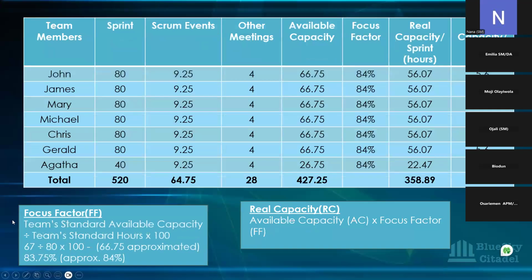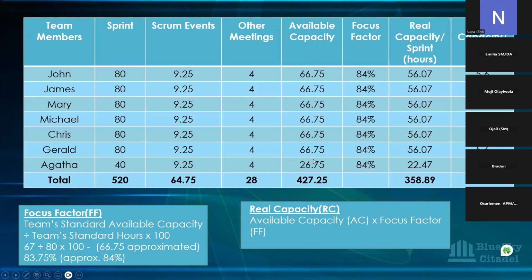Okay, so this is just to show us that if, let's assume there was no bank holiday and no team member took a holiday, this is what you will have. It will be the 520 for everyone, and what you're just removing is their scrum ceremony, which you still need to deduct from the total, and the other meetings. And then you come to available capacity.